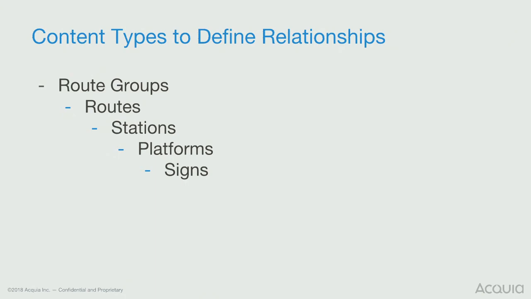So in the context of our arrival system here, we have different route groups, which contain routes. Stations have different routes running through them. Stations contain platforms, and then there are signs installed on stations. Imagine if we set up content types in Drupal with entity references to define this structure. The data coming in from our provider with the arrivals data only tells us at the station and platform level what data is coming. So the data dump doesn't tell us which sign to send the data to. So we can use this relationship to work from the data that we do have to break it up into small enough pieces to get it out to the signs.